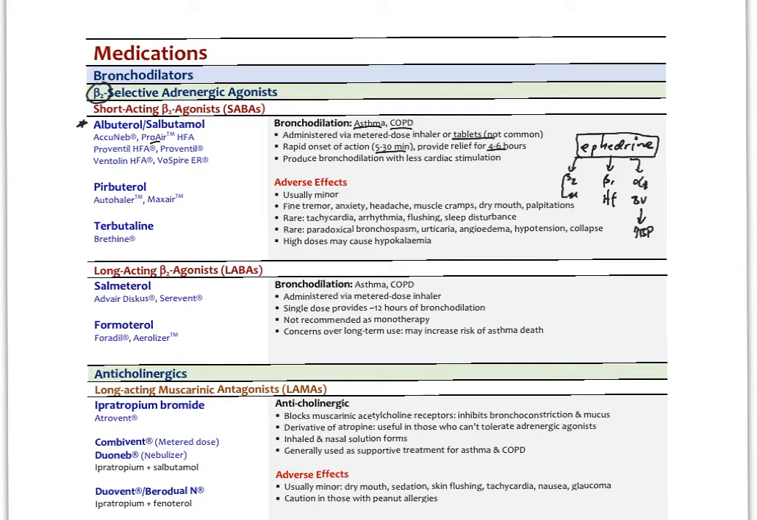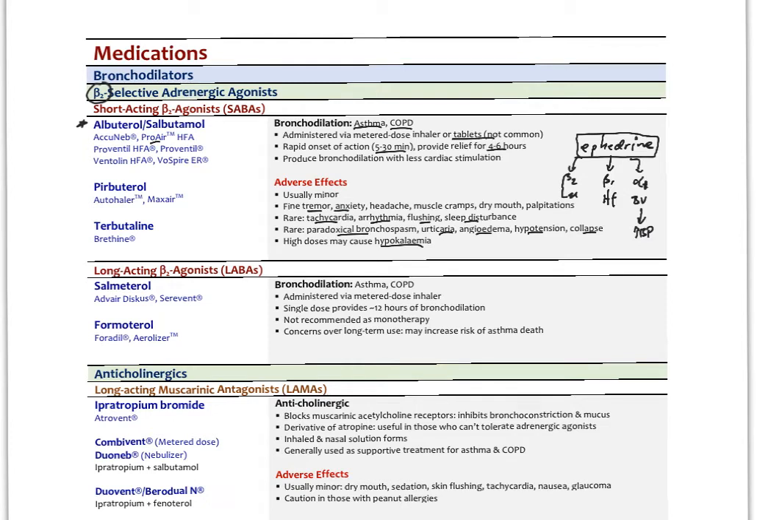Usually the adverse effects are pretty minor, maybe some sympathetic effects like fine tremor, anxiety, some dry mouth, palpitations. Very rarely, again, tachycardia, any arrhythmias, flushing, or severe sleep disturbance. Now, in some patients, especially with more severe chronic asthma, there can be a paradoxical bronchospasm. Can also create urticaria, angioedema, and drop blood pressure, resulting in syncope or fainting, and then circulatory collapse. And then very high doses may cause your potassium levels to go low. These are not common, but I just put them on the list to be thorough.